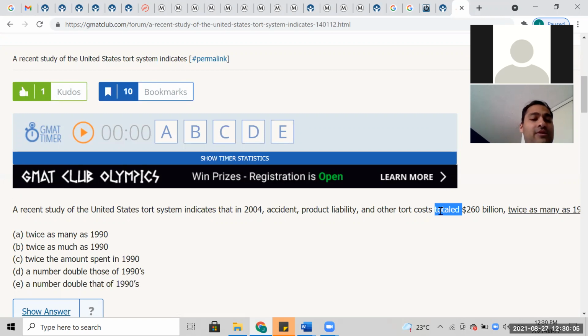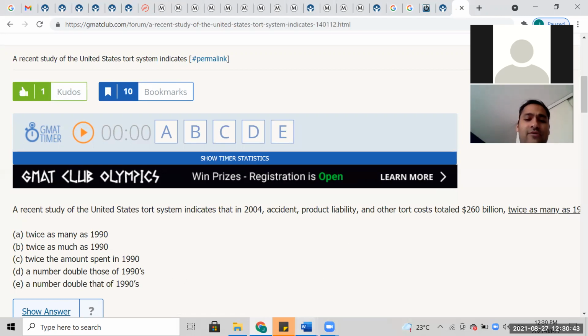And that's why I think maybe this is a non-official question. You will not be in such a dilemma in the official questions. I have not faced such dilemmatic options in even a single question in GMAT Prep. Maybe in the official one this would be spent. But how can this one be equal to 260 and this is saying twice the amount spent? So I thought maybe the comparison is between equal to something versus amount spent in something. A number double that of 1990s. I went with this one.